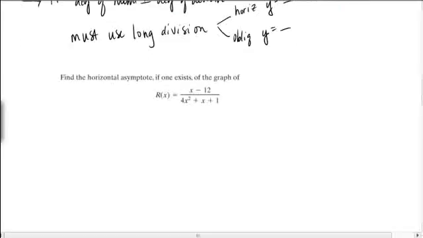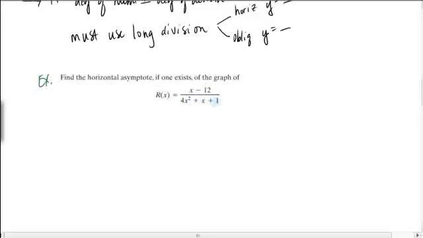This first example says find the horizontal asymptote if one exists of this function. I don't have to worry about reducing this function, but instead I'm concerned with the degree of the numerator and the degree of the denominator. When we talk about the degree of a polynomial, we look at the leading variable. Most of these are written in descending order with the leading variable having the highest power. I start with x squared, then I move to x to the first, and finally to the 1.